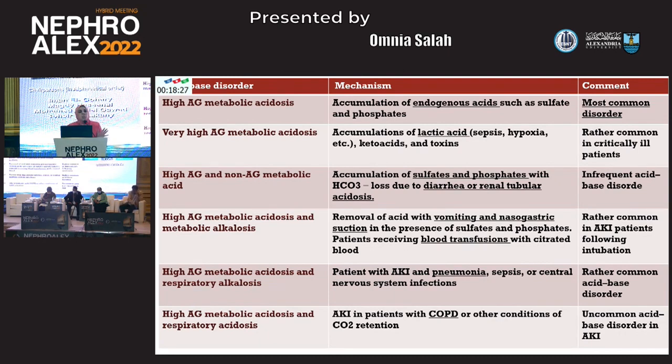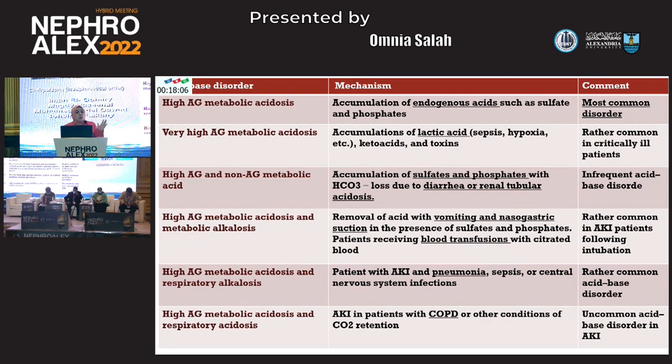As we said, the most common type is the high anion gap metabolic acidosis, which occurs due to accumulation of endogenous acids such as sulfates and phosphates. In critically ill patients, we might face conditions of very high anion gap metabolic acidosis. That's a high anion gap of 30 or even 40. This is usually associated with lactic acidosis due to sepsis or hypoxia.